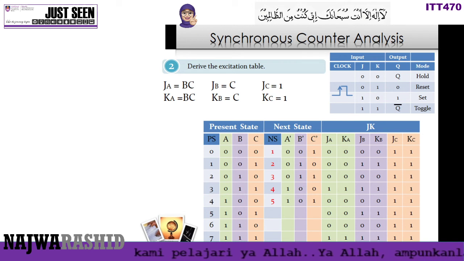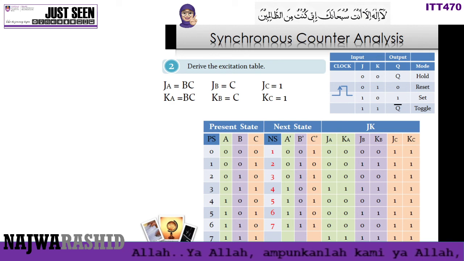So identify the next state. Okay, JA and KA we have 0, 0. So the previous one is 1, so hold the value 1. This one is toggle. 0 becomes 1. This one is toggle. 1 becomes 0. So you will get number 6. Okay, the next part. 0, 0. Hold the value. 1 becomes 1. Hold the value. 1 becomes 1. Toggle. 0 becomes 1. So you will get 1, 1, 1.